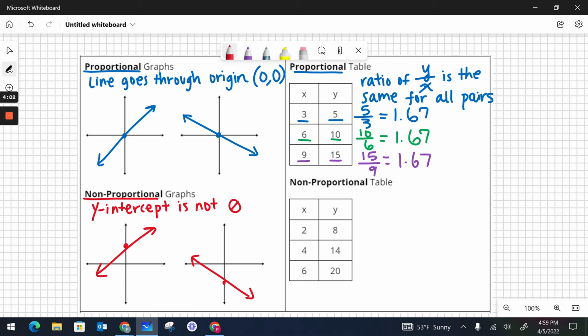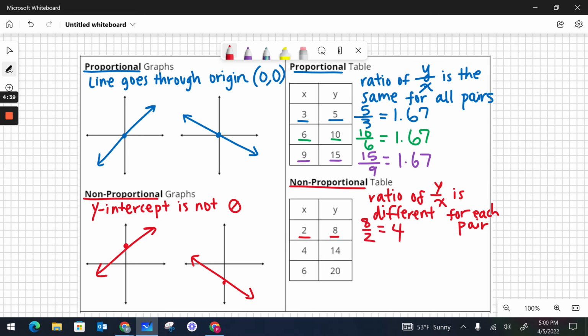In a non-proportional relationship, the ratio of y divided by x is different for each pair. So here's what that looks like. If I do y divided by x from this first pair, that's 8 divided by 2. 8 divided by 2 is 4.